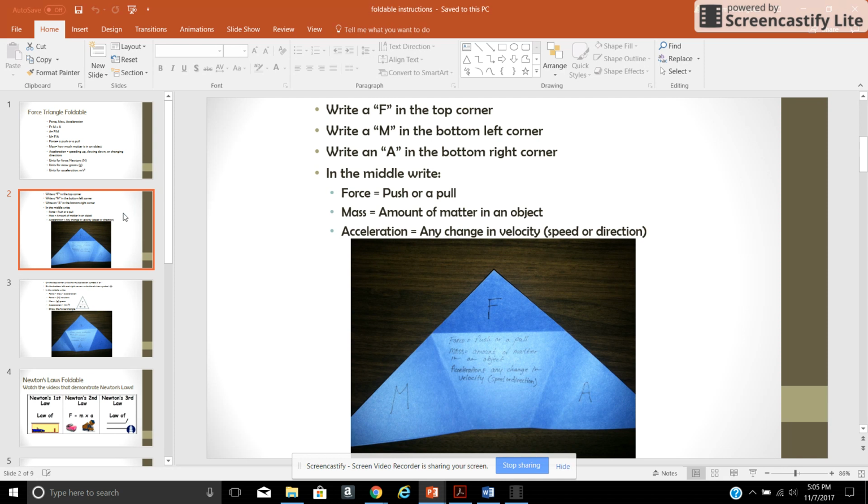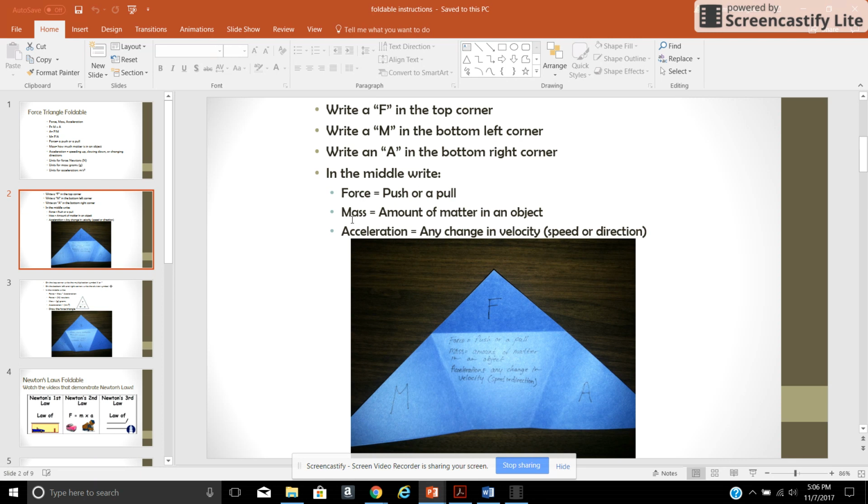The first thing you're going to do is, having the triangle facing you on the table, you're going to write F at the top corner for force, and you might want to write the word too. M in the lower left-hand corner for mass, and an A in the bottom right corner for acceleration. Once you're done setting that part up, in the middle, you're going to write what a force is. And the definition of force, you should know, is a push or a pull.